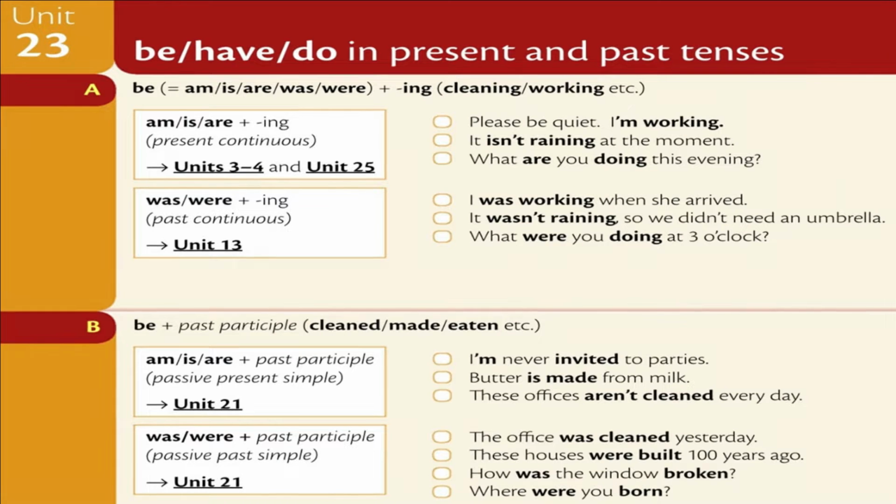Unit number 23. Be, have, do in present and past tenses. Section A. Be. It means am, is, are, was, were plus ing. For example, cleaning, working, etc. Am, is, are plus ing is used in present continuous tense.